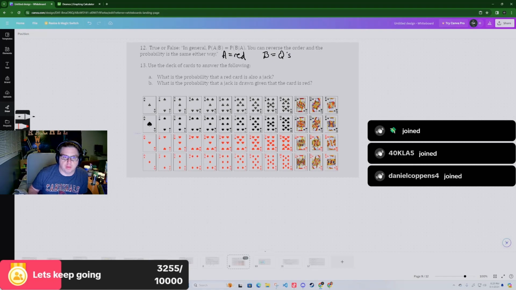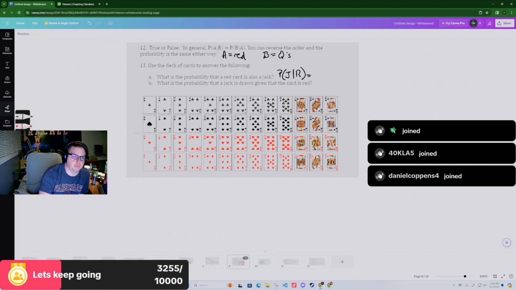What is the probability that a red card is also a jack? So we're looking for the probability of a jack given that it's a red card. So our red cards are our total, and then our jacks are what we are desired.